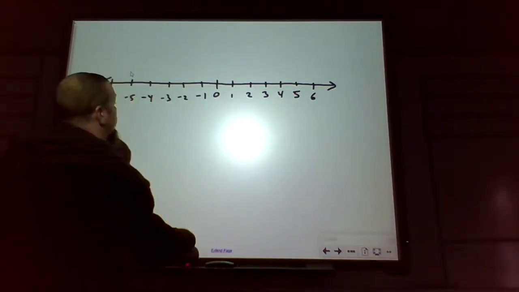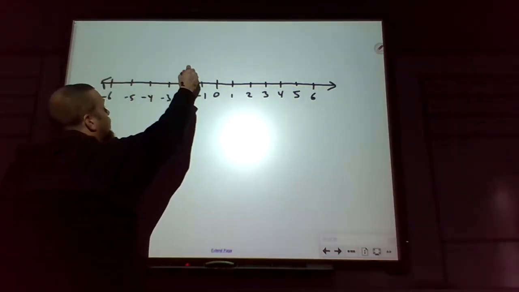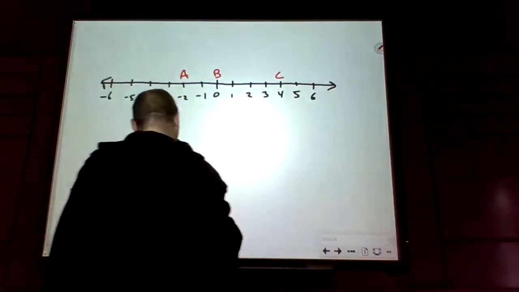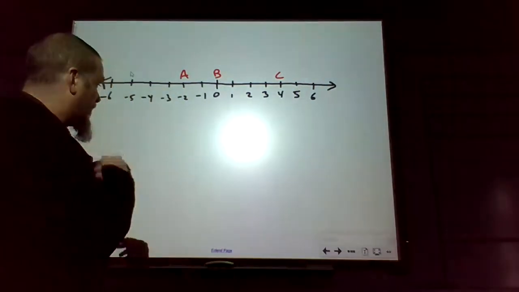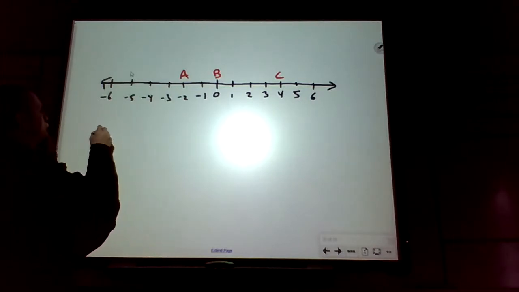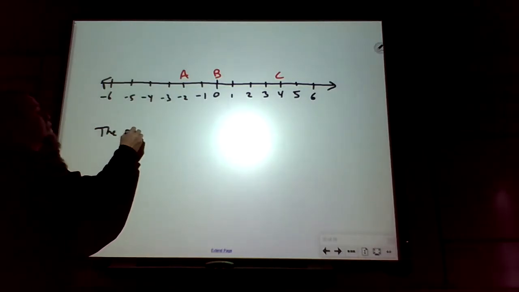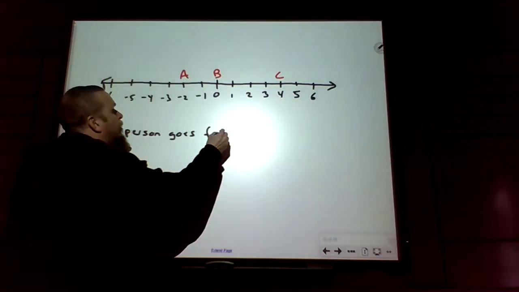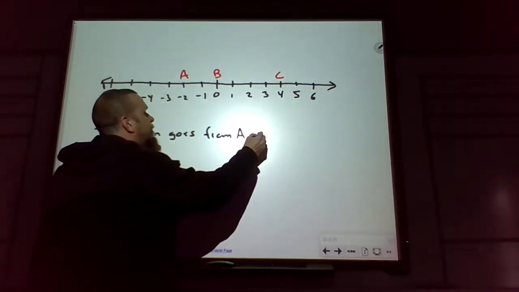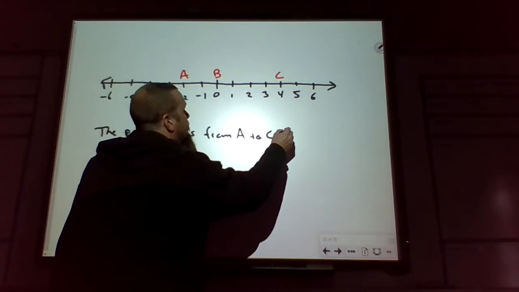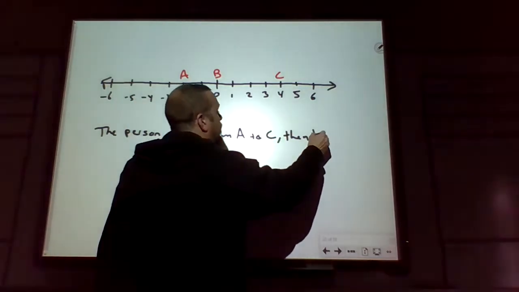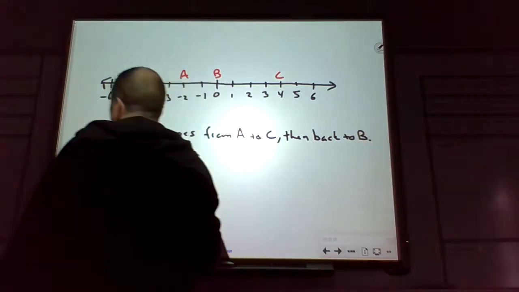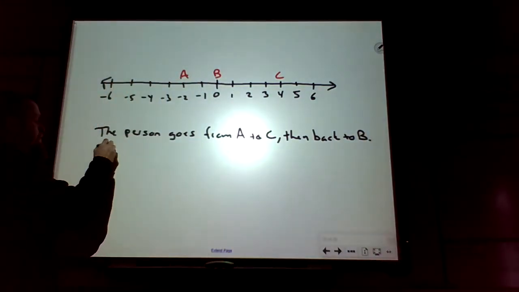There's a couple of ways I can do this. I can put some letters on here and tell you something like the person goes from A to C, then back to B. What is the distance and displacement?